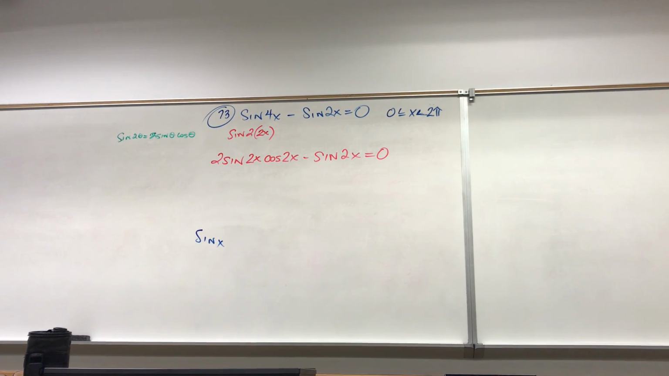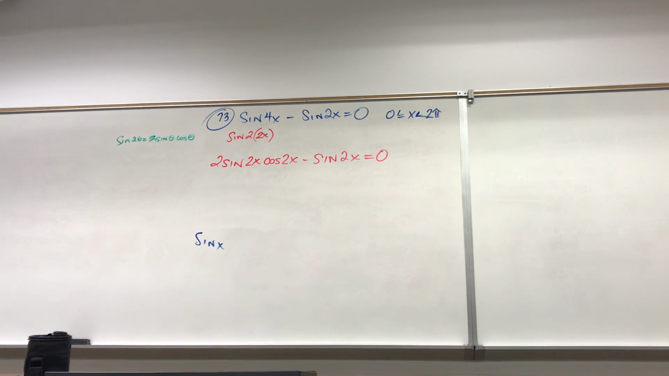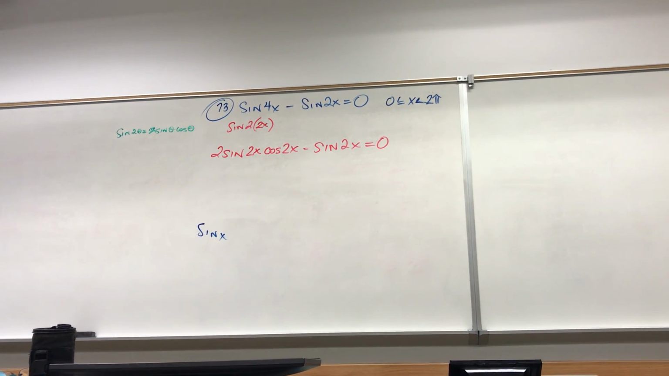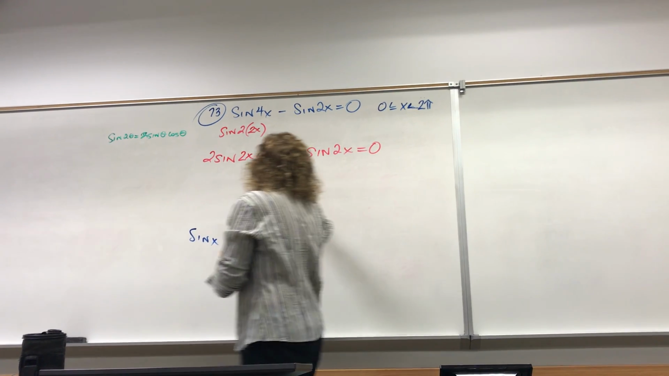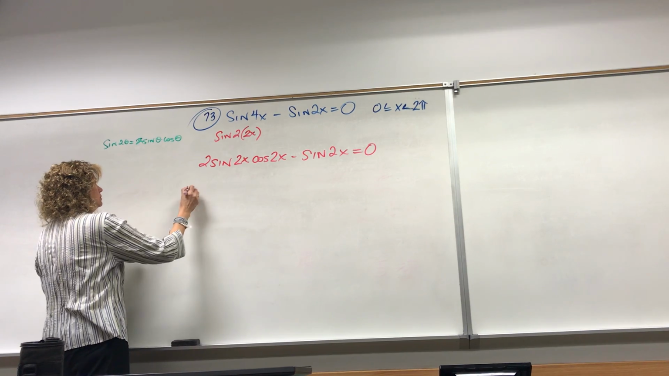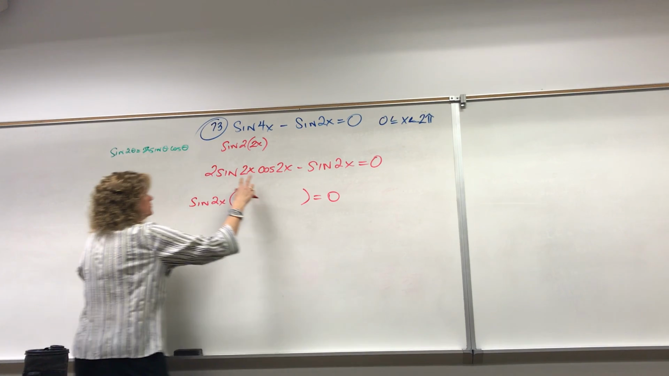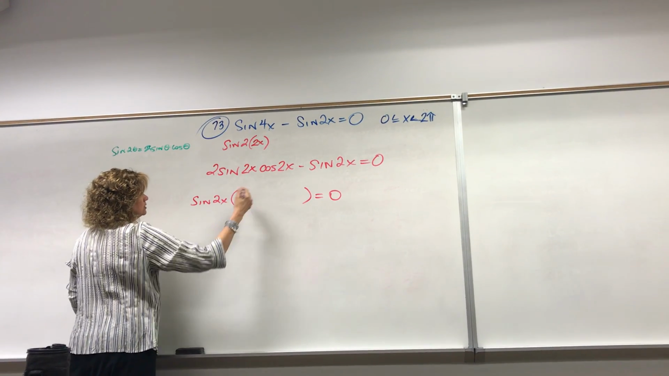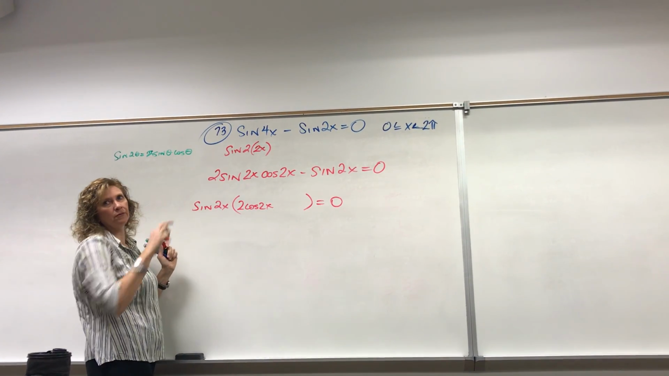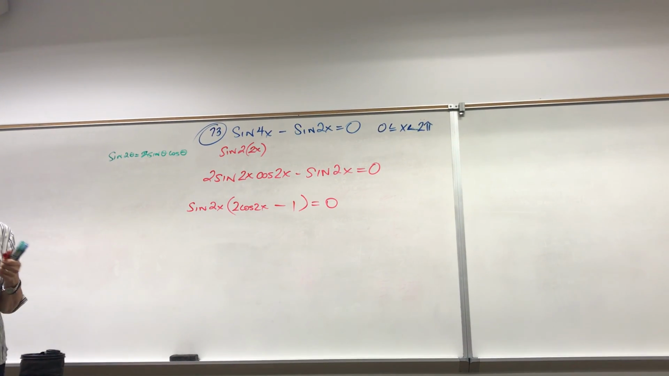Okay, so I have this set equal to 0. When you have an equation set equal to 0, your next step is probably going to be to factor out what they have in common. They have a sine 2x in common. So let's factor out our sine 2x. If I pull my sine 2x out, I've got 2 cosine 2x. And if I pull my sine 2x out, what am I left with? 1. All right, I have it factored.